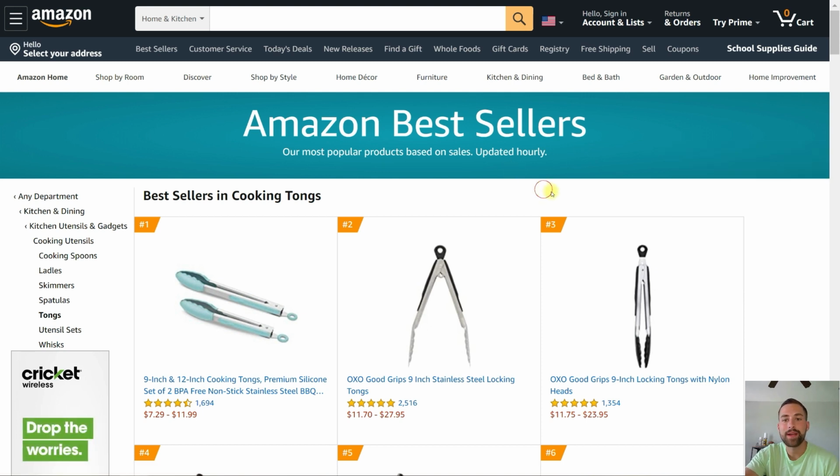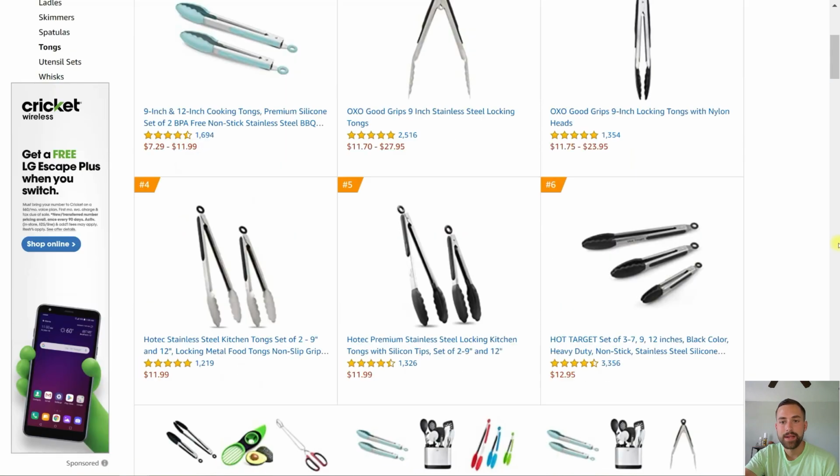And what I'm looking for here is a product within cooking tongs. I know we're getting pretty deep in this kitchen and dining. I'm looking for a product that has less than 200 reviews. These are just rules of thumb that I use. See what works for you. This tends to work fairly well for me, but don't take it for granted.